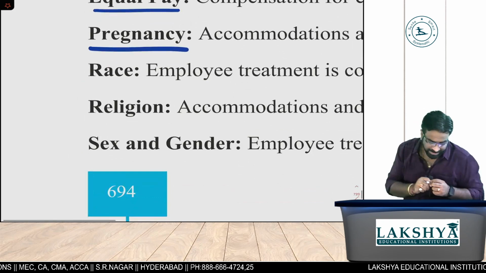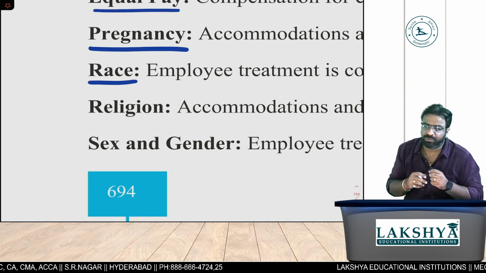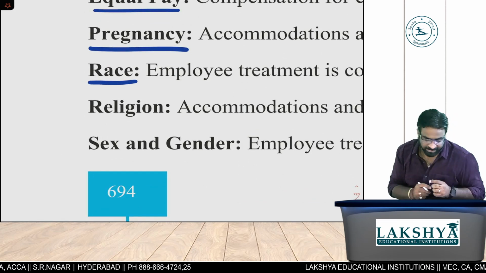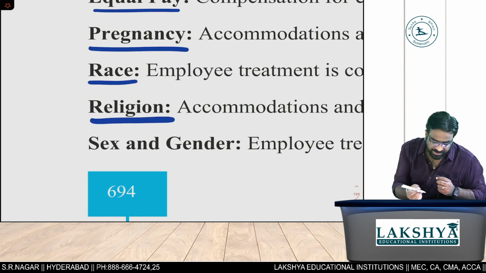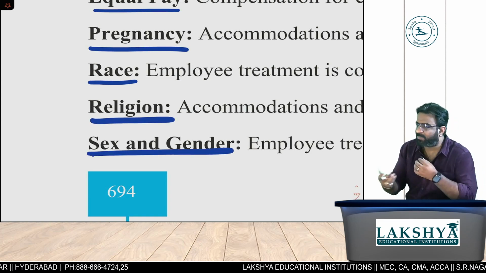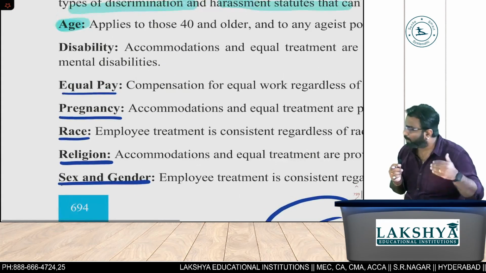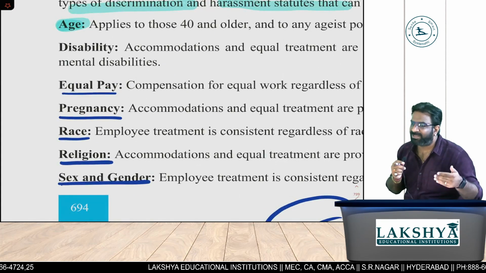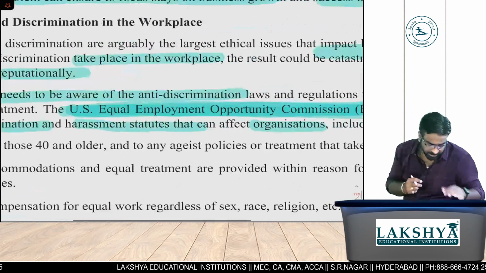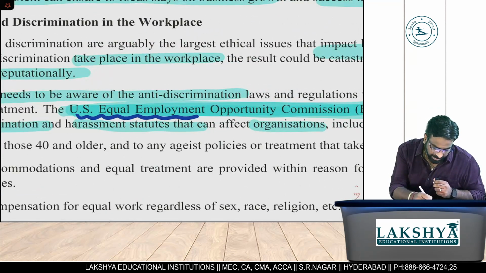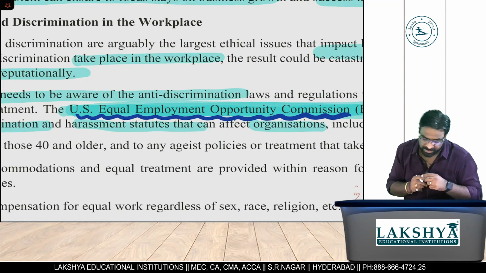Next one is what? Race. Race is basically on the basis of your caste. And then which discrimination? Religion. Sex and what? Gender. Between male and female. These are the various examples which have been brought to the notice by the United States Equal Employment Opportunities Commission.